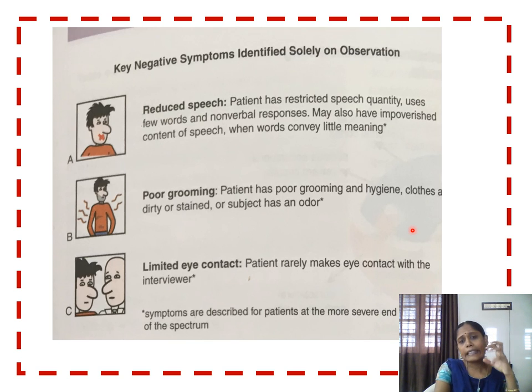Again, the key negative symptoms which a practitioner can identify on observation include reduced speech, so paucity of thought will be there, and poor grooming. His clothes will be dirty, stained, and those patients don't make eye contact with a physician, right? So limited eye contact will be there. This we can easily find out just by observing.